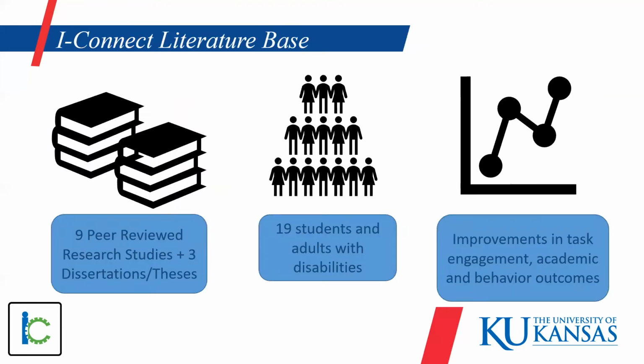The effects that we see with Carl are consistent with the majority of the literature base for IConnect. Currently, IConnect has been investigated in 9 peer-reviewed studies and additional dissertations. These studies included 19 students and adults with disabilities, and improvement was seen in on-task behavior, academic, and behavior outcomes. Additional resources regarding the evidence base for IConnect can be found at the website iconnect.ku.edu.